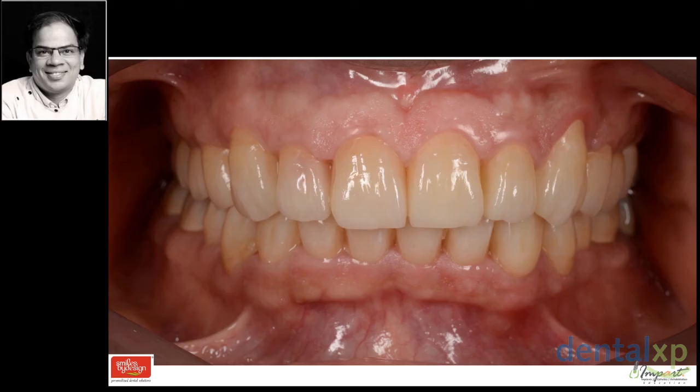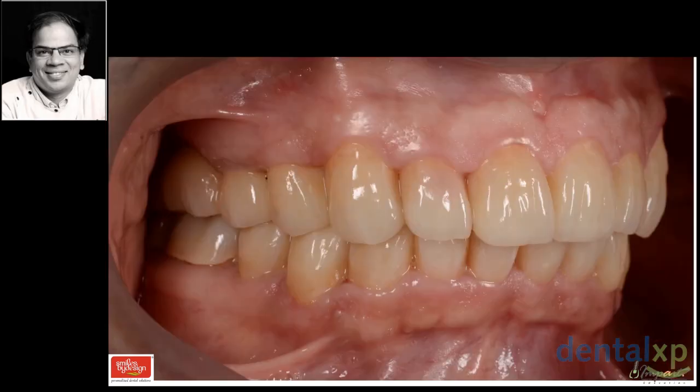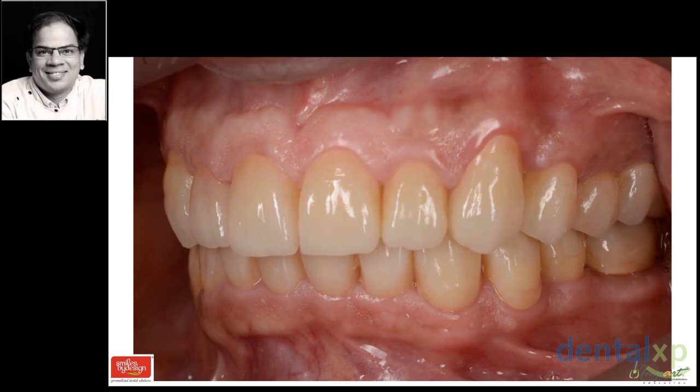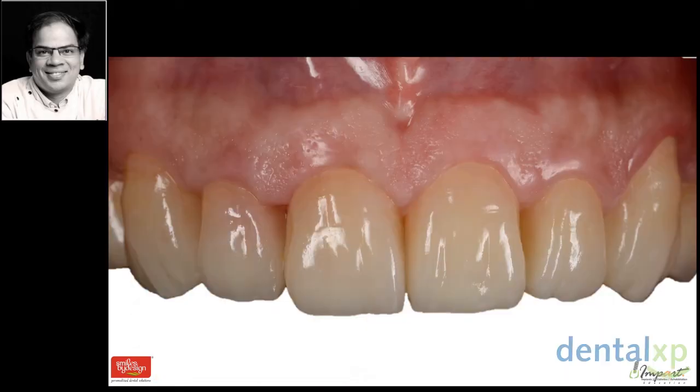That's the right lateral occlusion in MIP and the left lateral occlusion in MIP, showing very good integration again of the occlusal surfaces with the perio aspect of the case, as well as the overall aesthetic. When you look at these teeth from a very close-up point of view, there is a lot to celebrate here, because we started with the dentition which was breaking down, and we have resurrected it with good conservative techniques.